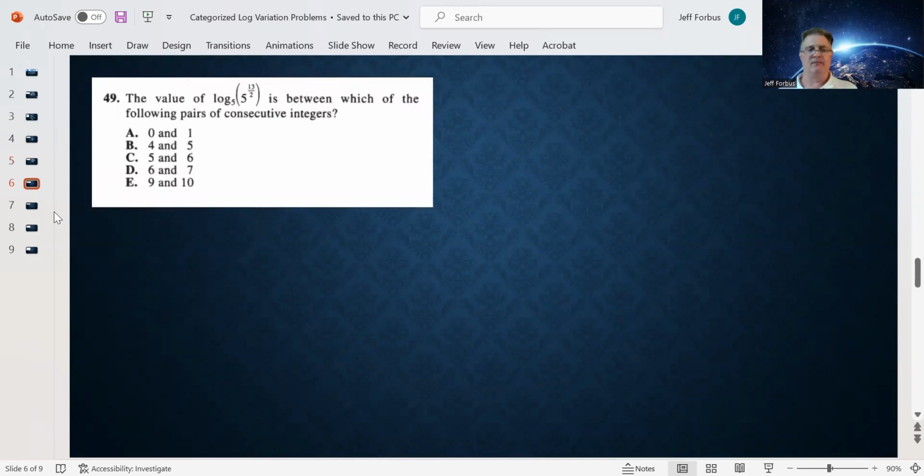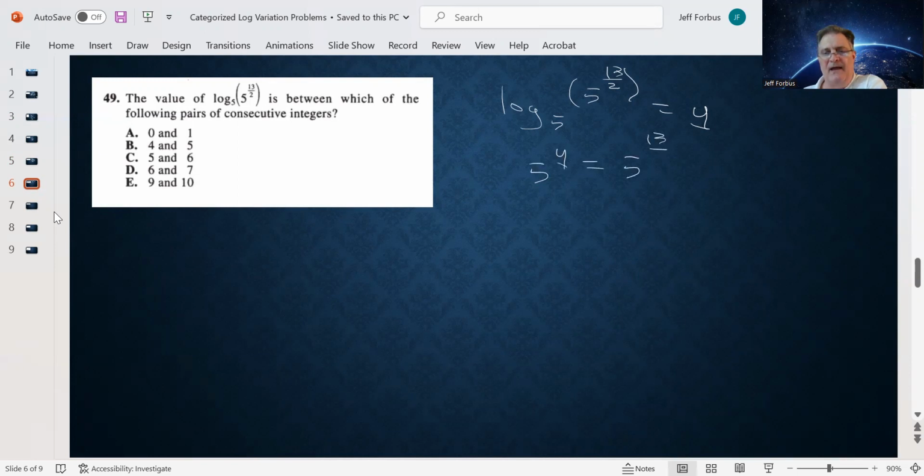All right, this one looks a little scary, but it's really not. Here's what we have. The log base 5 of 5 raised to the 13 halves is equal to what? Well, let's just set this thing equal to y, put us a variable over there, and let's convert everything to exponentials. So 5 raised to the y power is equal to 5 raised to the 13 halves.